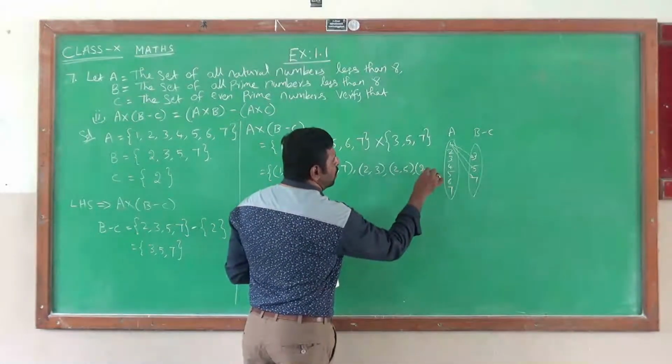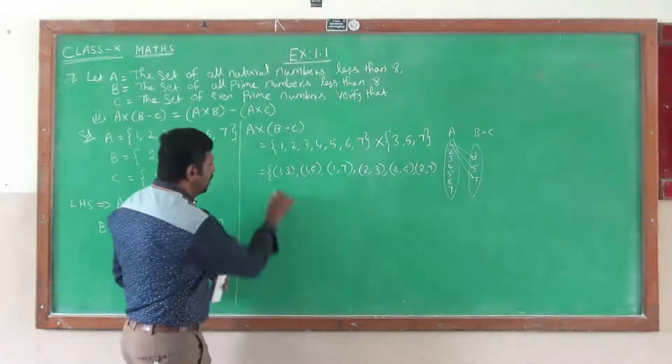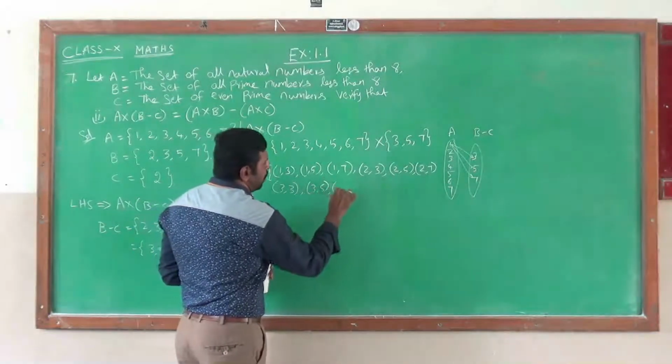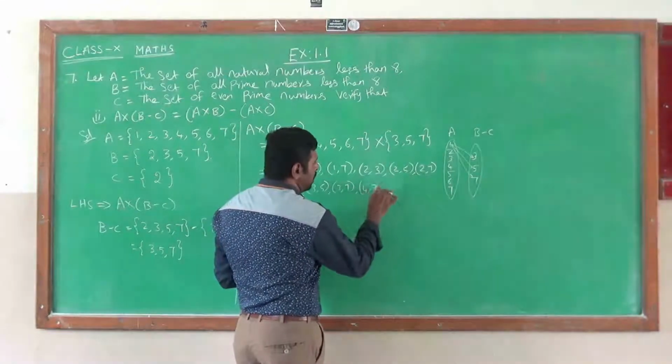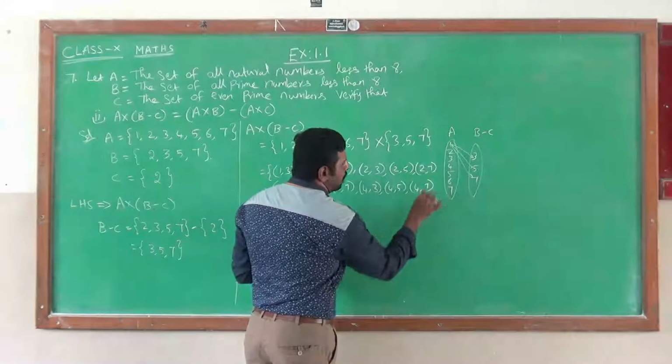And then 2, 7. And then the third set is 3, 3, 3, 5 and then 3, 7. And then the fourth one, 4, 3, 4, 5 and then 4, 7.